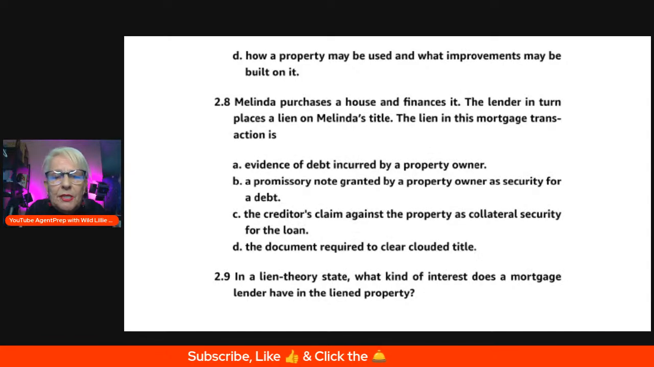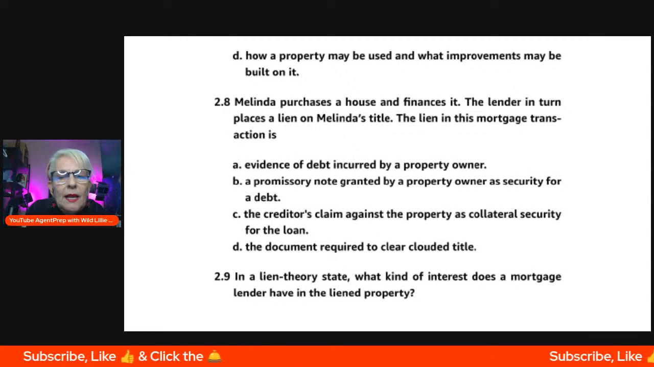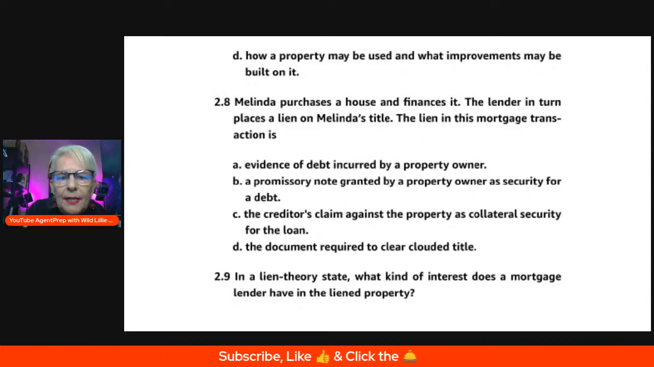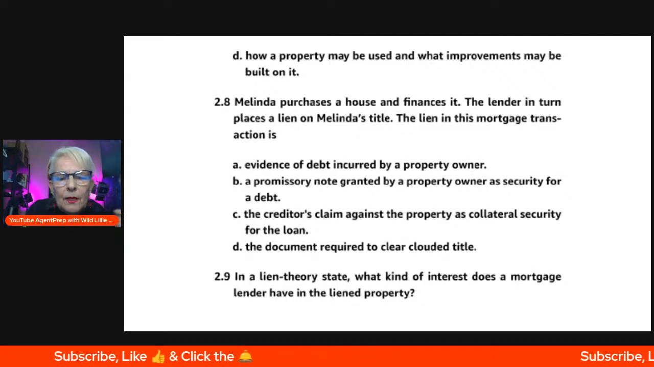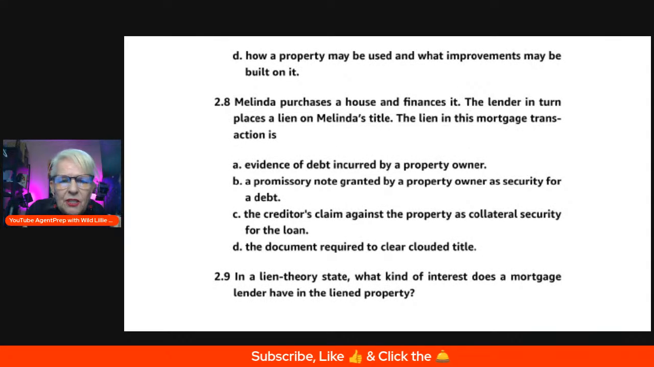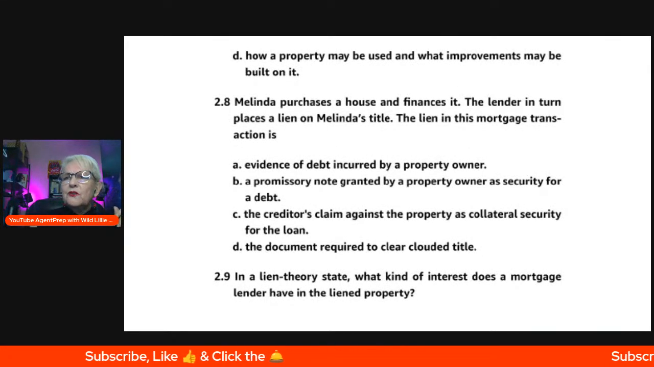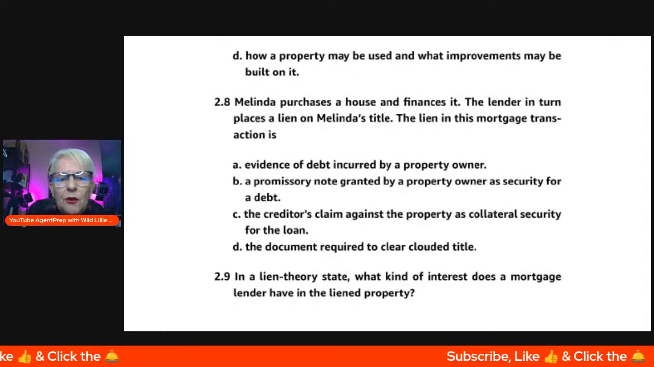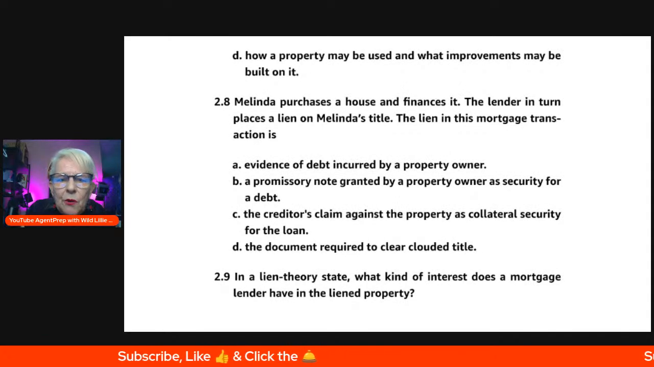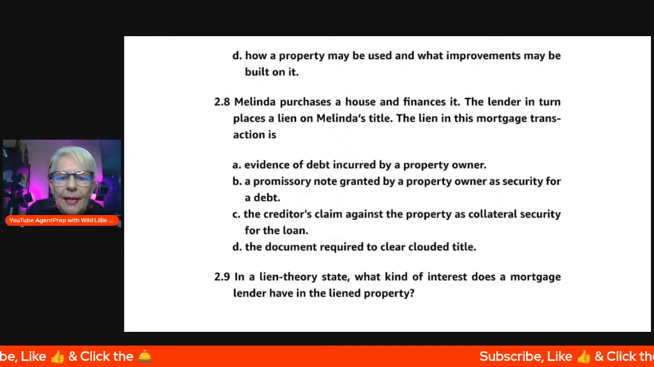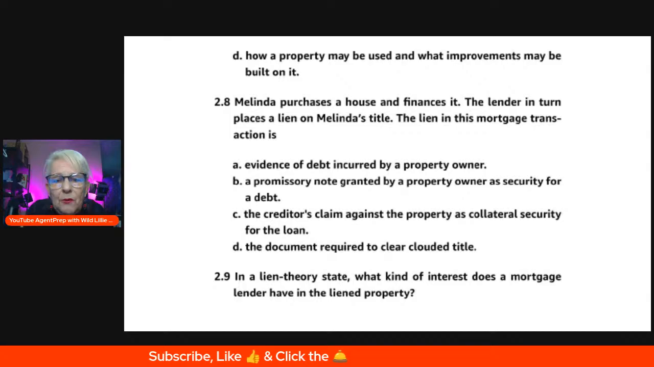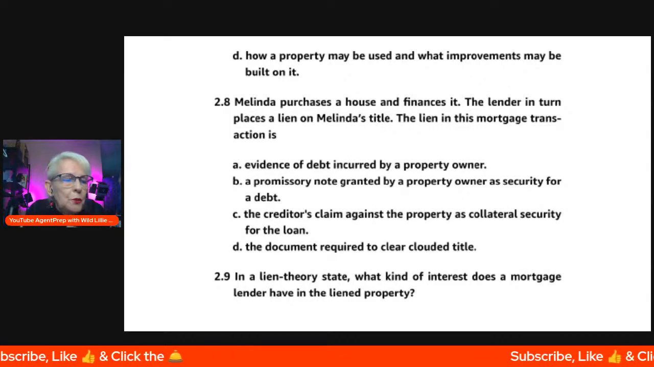Okay, number 8. Melinda purchases a house and finds the lender in turn places a lien on Melinda's title. So what is a finance, house finance? What is a lien? And the lien in this mortgage transaction is what? A, evidence of debt incurred by a property owner. B, a promissory note granted by a property owner as security for a debt. C, the creditor's claim against the property and collateral security for the loan. D, the document required to clear clouded title. So what is the answer for 2.8?